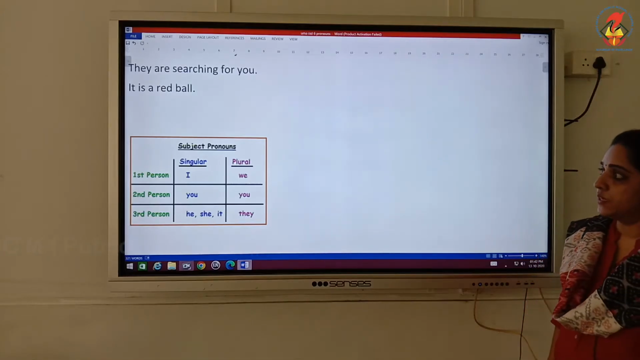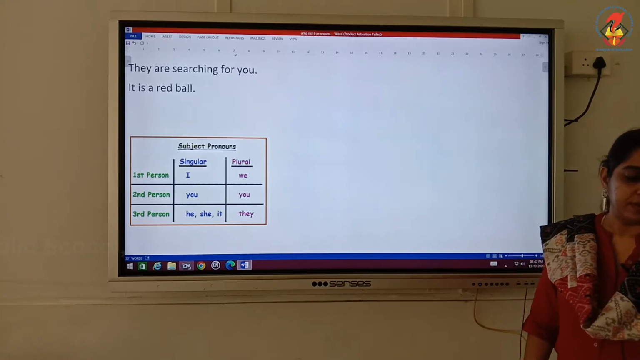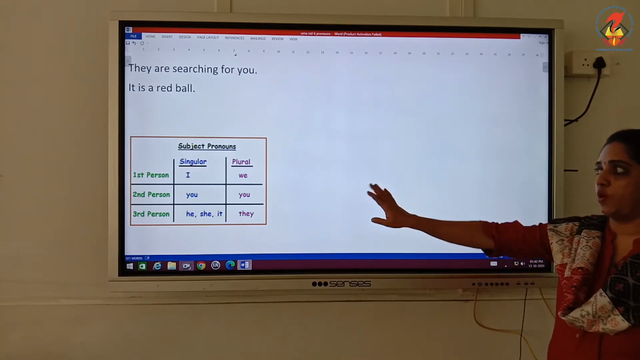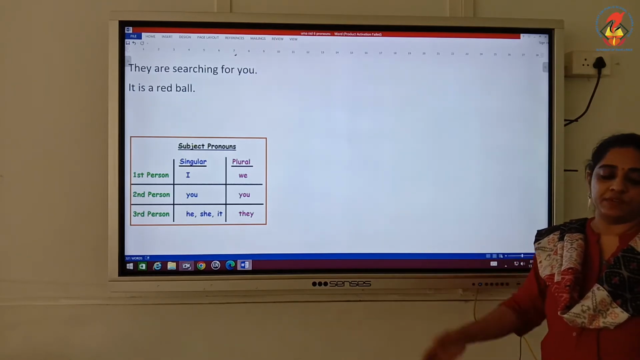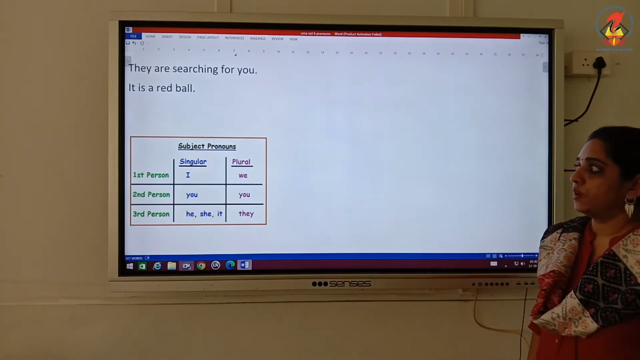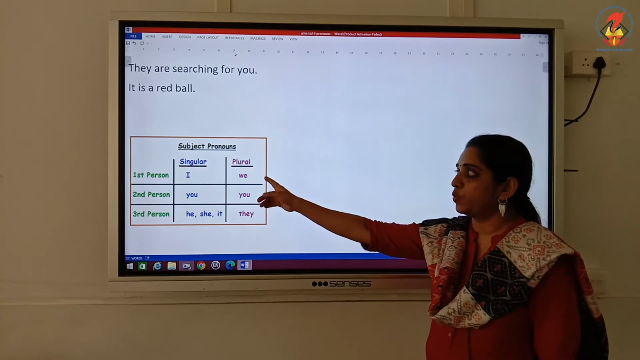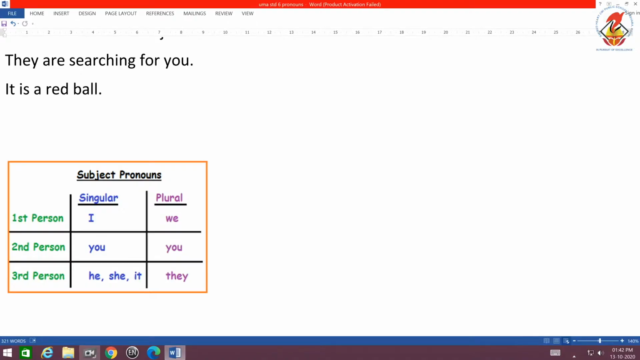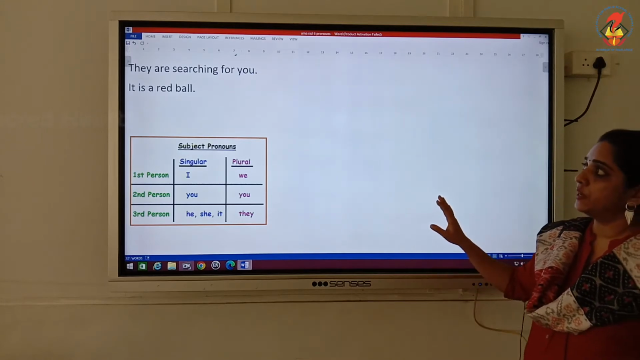First person, I. Me, mine, we, ours, us are given here in the textbook, but just focus here. First we will study that, then we will deal with it. First person, I. What is the plural of I? We. Then second person, you. Plural is you itself. Third person, he, she, it. The plural of all these pronouns is they. Okay, so just listen here.